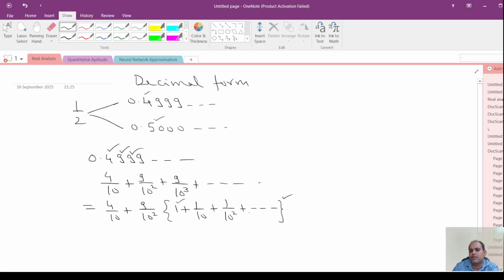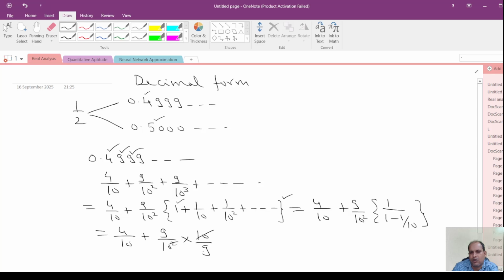Since this one is an infinite series with common ratio less than 1, so I can do this calculation: 4 by 10 plus 9 by 10 square into a upon 1 minus r. So, first term is 1 upon 1 minus common ratio, which is 1 by 10. So, after simplifying it will be 4 by 10 plus 9 by 10 square into denominator will be 9 by 10. So, I can write it overall as 10 by 9. Now, this 10 gets cancelled out, 9 gets cancelled out, we have 4 by 10 plus 1 by 10, that is 5 by 10, or I can write it as half.